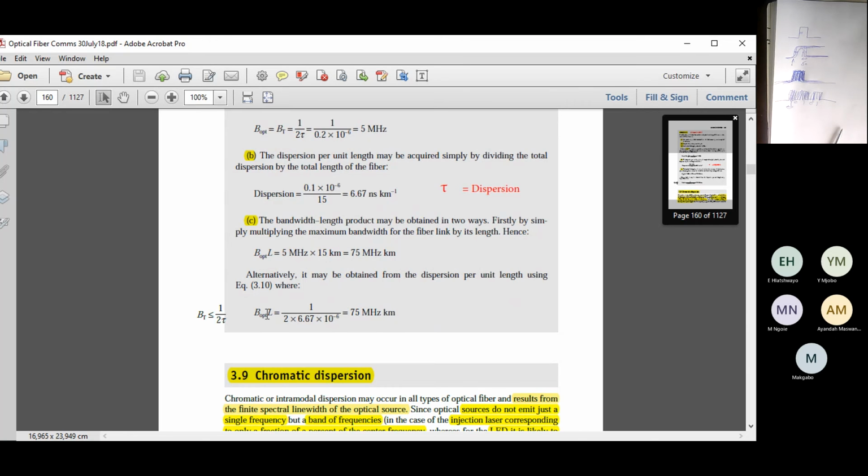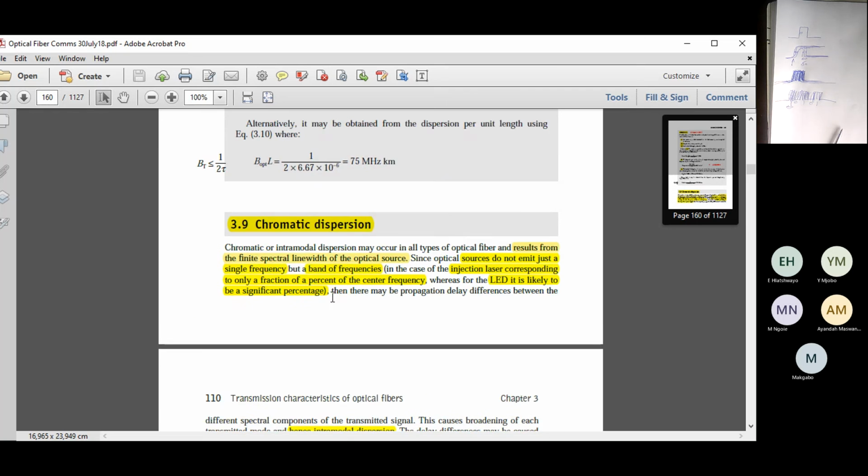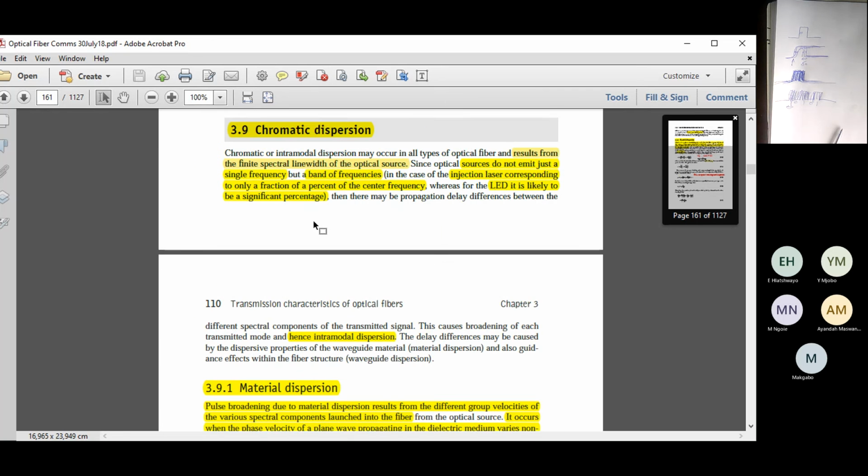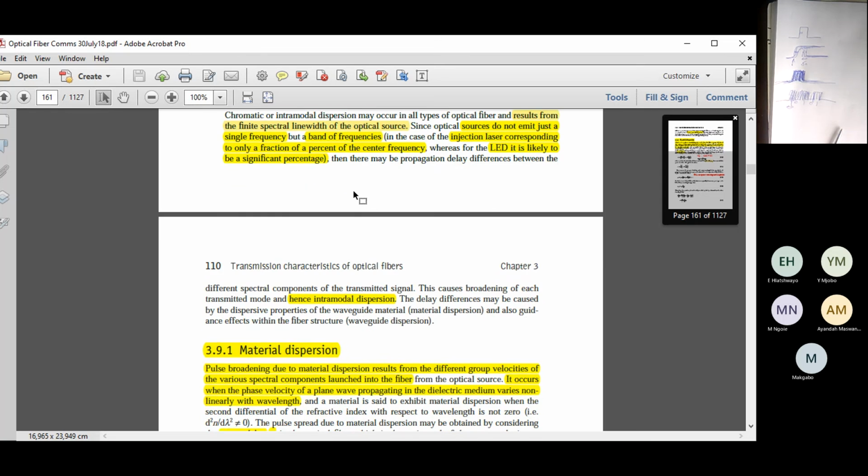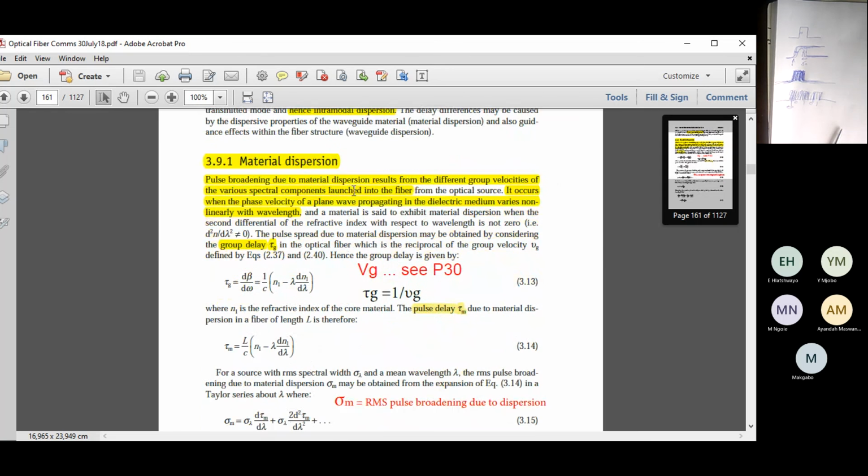This is called your bandwidth length. There it is, you see? Please go through this example in your own time. Chromatic dispersion. Now we're getting to those sigma C that I talked about up there.